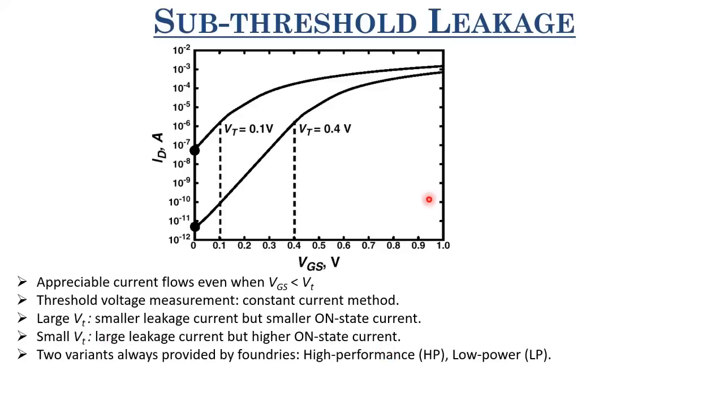So industries always give you 2 variants of transistors. Whenever you talk about any technology node, they'll always prepare these 2 types of transistors. One would be high performance, which would be a low VT transistor. Why high performance? Because its on current is high, so the delay would be smaller. And low power transistor, why low power? Because its subthreshold leakage is pretty small.